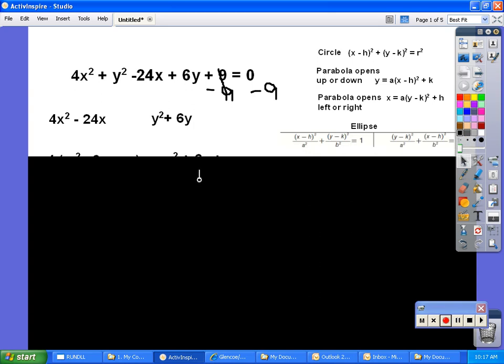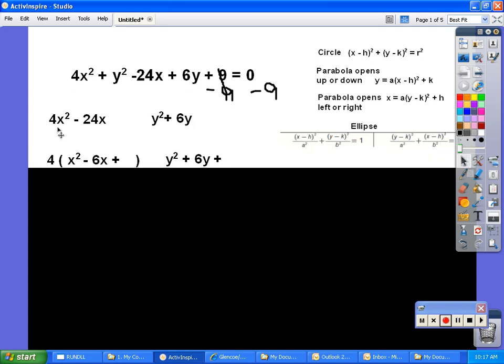Now before I complete the square, I need to see if there's a common factor. For 4x squared minus 24x, the common coefficient is 4. So I pull out the 4 and I'm left with x squared minus 6x. To complete the square, I'm going to take half of this middle coefficient. So half of negative 6 is negative 3, and when I square it, I get 9. I'm going to do the same with my y. So half of positive 6 is positive 3, and when I square it, I get 9.